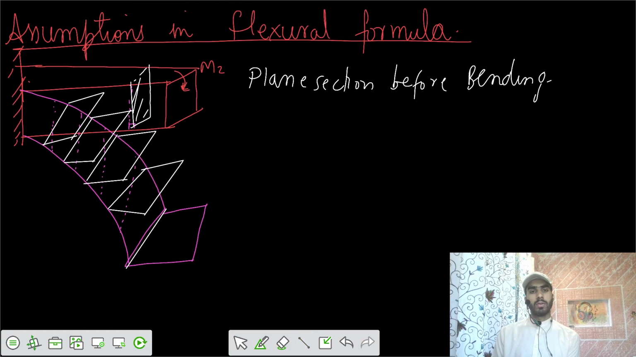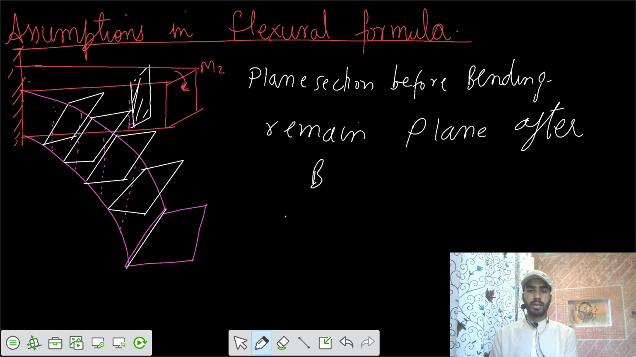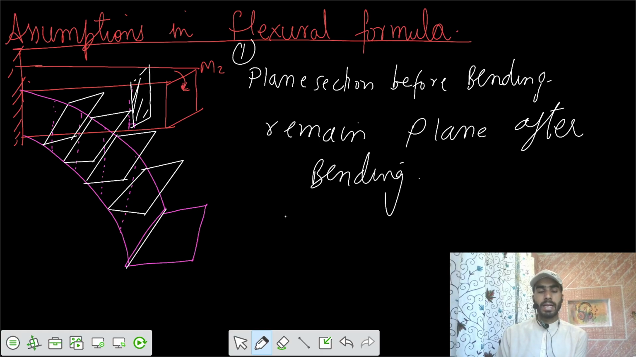So assumption one is that if you have a plane section before bending, we say that the plane section would remain plane after bending also. So this is assumption one: that a plane section before bending remains plane after bending.